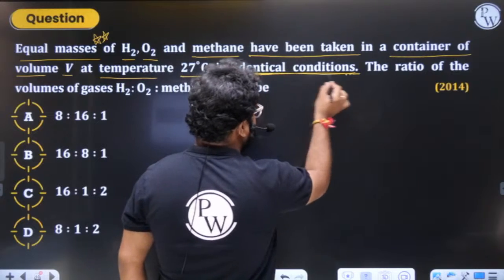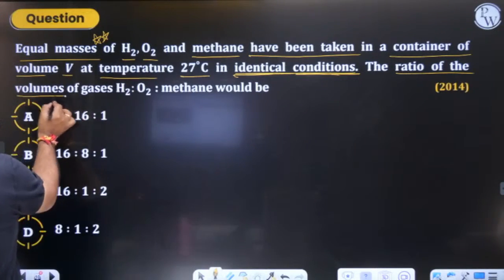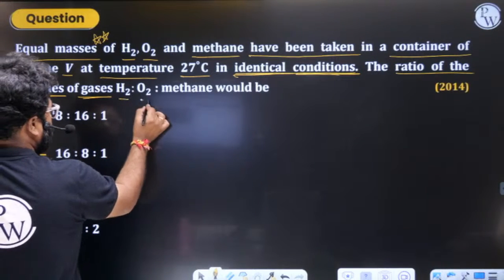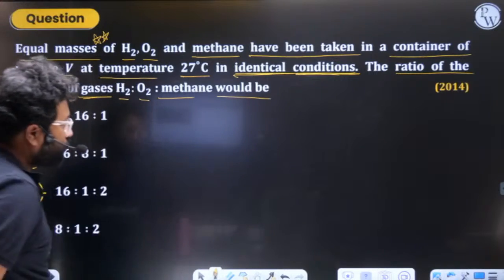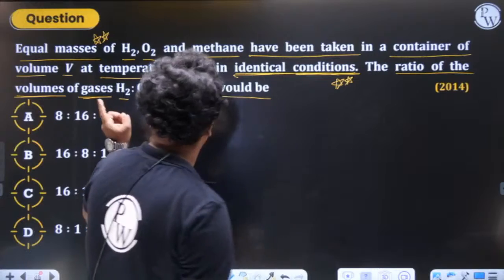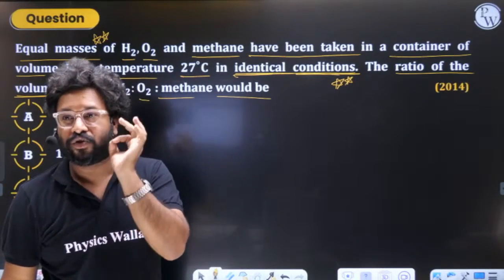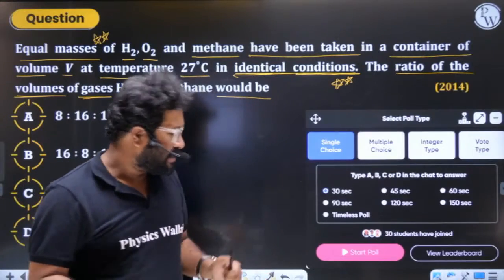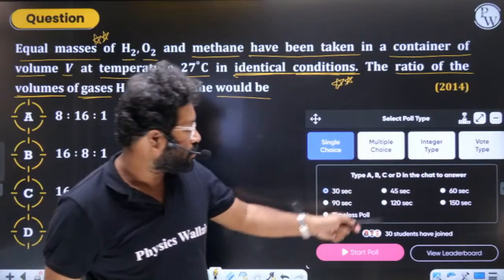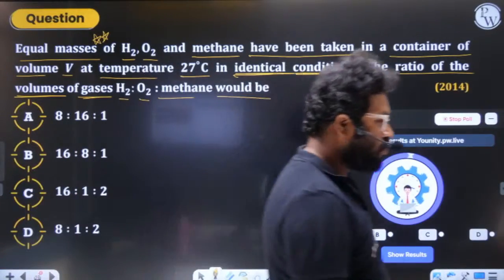The ratio of the volume of gases H2, O2 and methane would be? Okay? Pay attention to these two things: identical conditions and equal masses. Now I am going to give you some time to solve this question. Since it's a bit complicated, I'm going to give you 45 seconds. Your time starts now. Go for it.